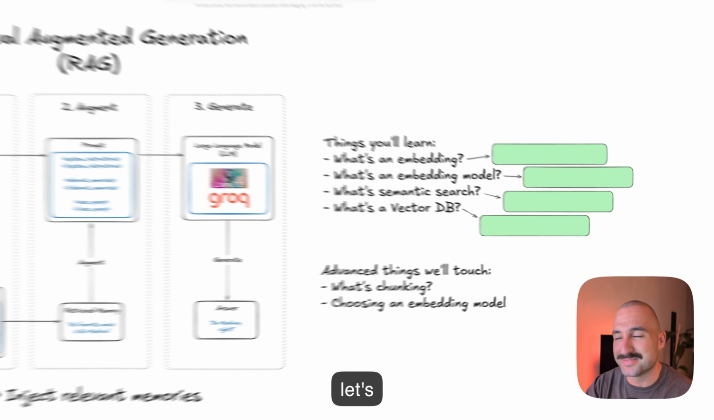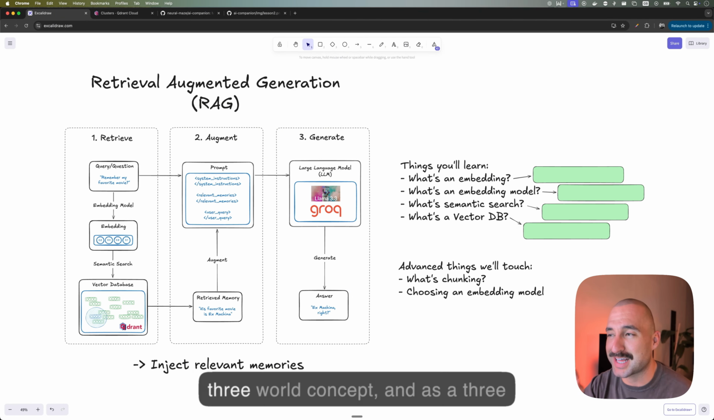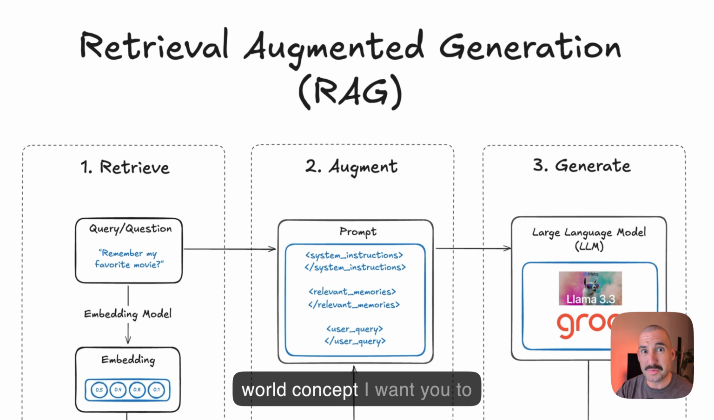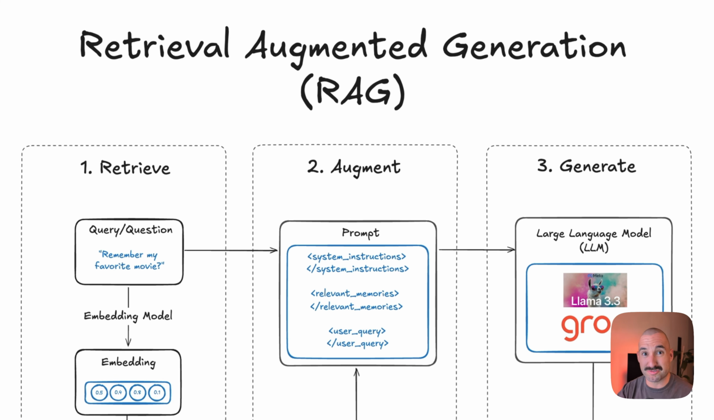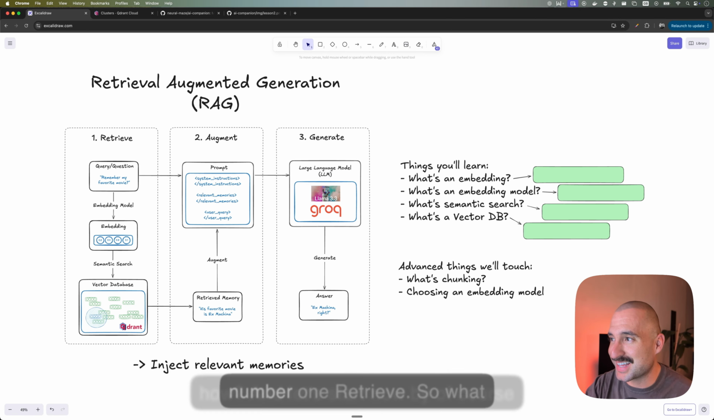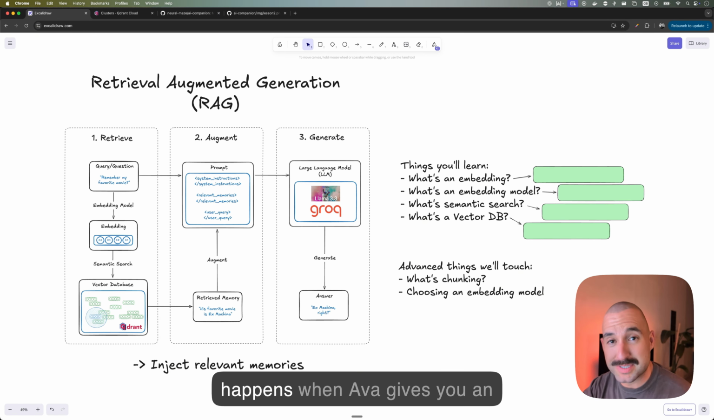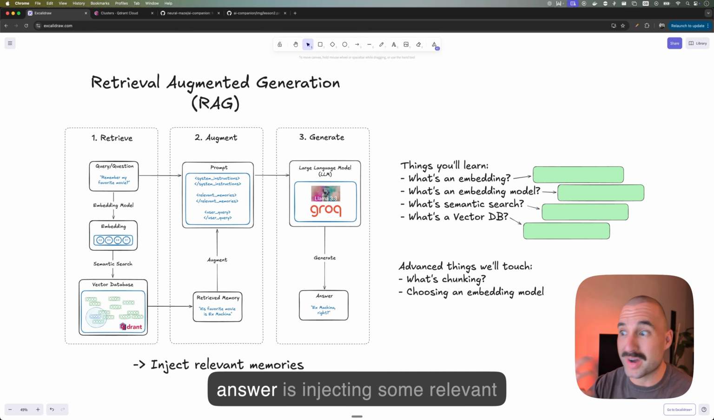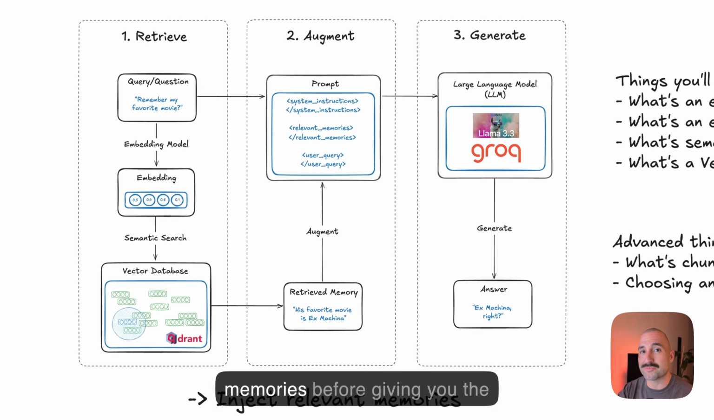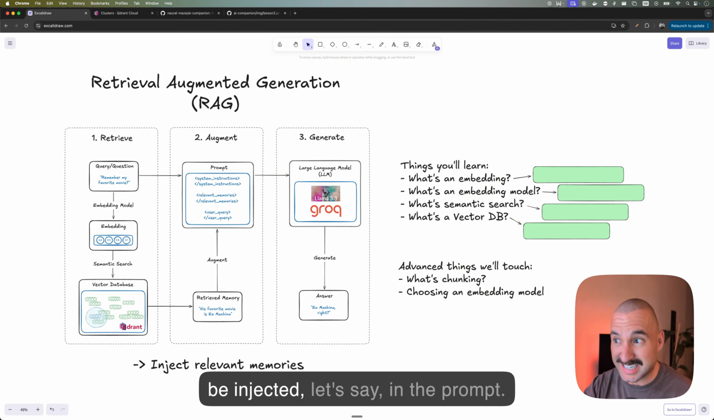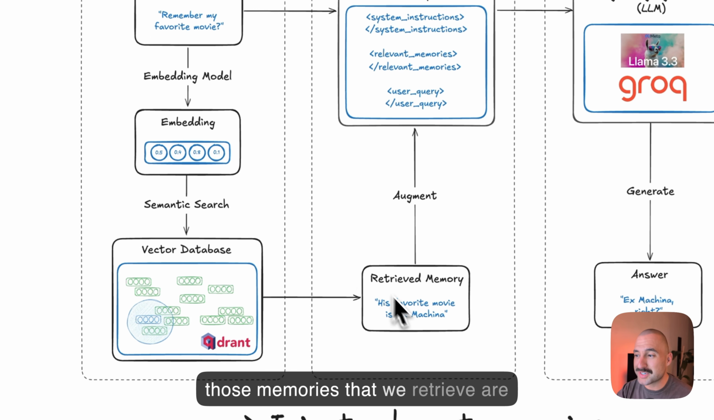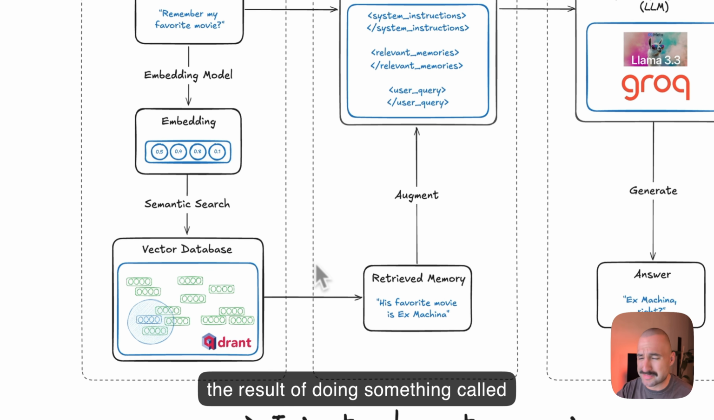So let's get started. Retrieval augmented generation is a 3-word concept, and as a 3-word concept, I want you to understand it as a 3-step process. First of all, retrieve, second, augment, and third, generate. Let's start now, of course, with number 1, retrieve. What happens when Ava gives you an answer is injecting some relevant memories before giving you the answer, right? Those memories will be injected, let's say, in the prompt. And those memories that we retrieve are the result of doing something called semantic search.